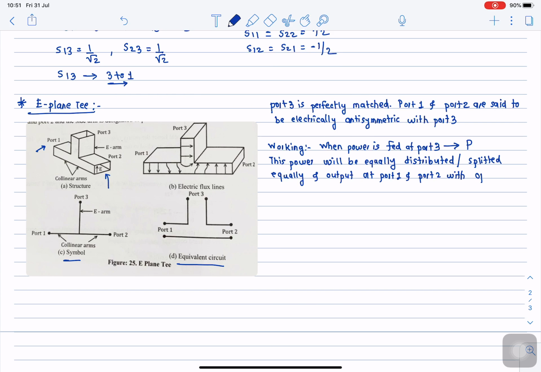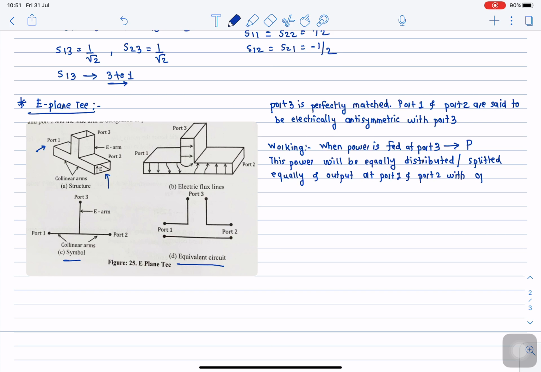In the case of H plane T, we saw that whatever power we feed at port number 3 gets split equally and with the same sign at the remaining ports, port number 1 and port number 2. Here the same thing takes place, but the only change is that in E plane T, whatever power we feed at port number 3 gets split equally at port number 1 and port number 2, but the sign or polarity of these two signals is opposite.